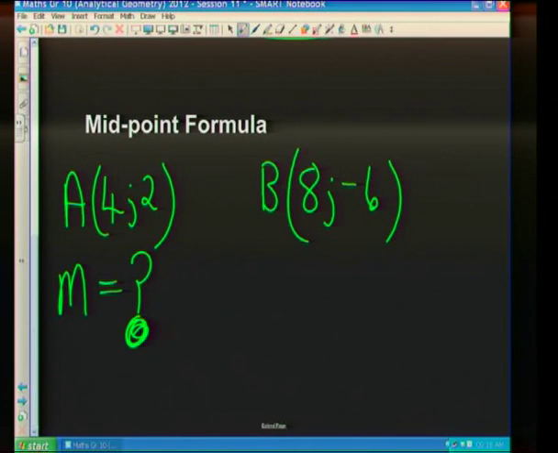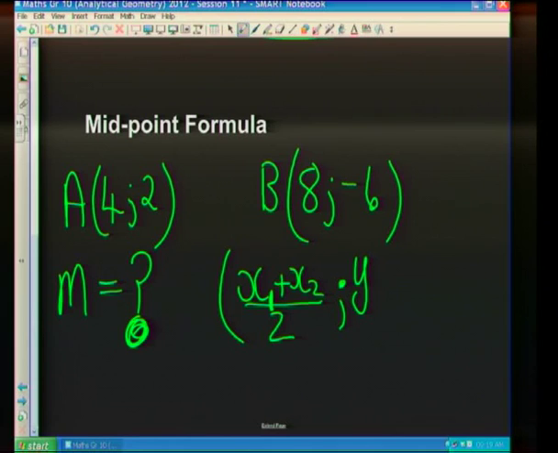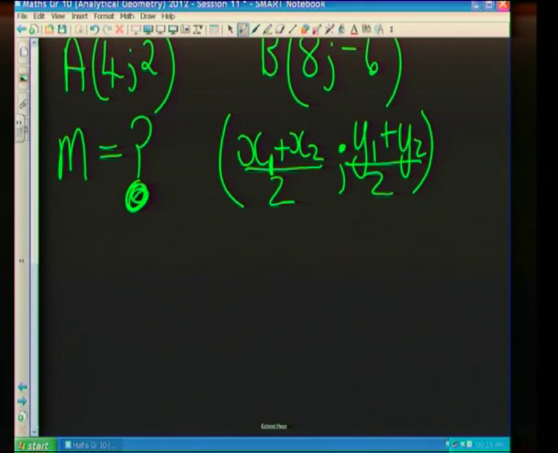To get the x value at the midpoint, we take the one x value, we add it to the other x value, and divide by 2. To get the y value at the midpoint, we take the one y value and the other y value, add them together, and divide by 2. Easy peasy. So let's have a look.